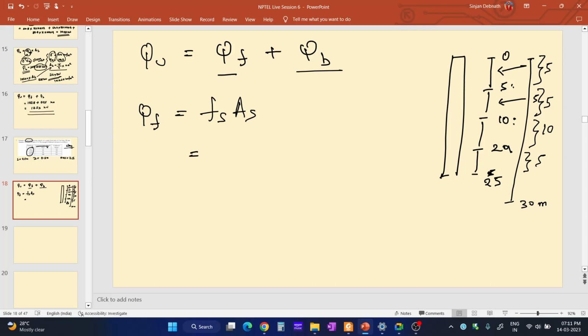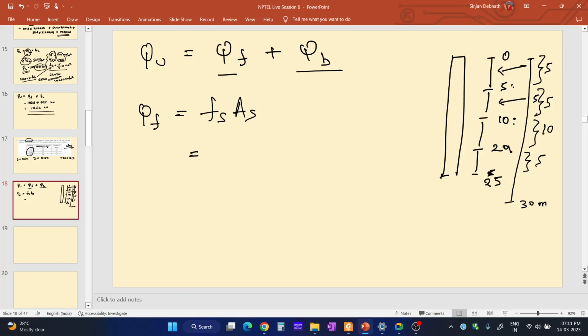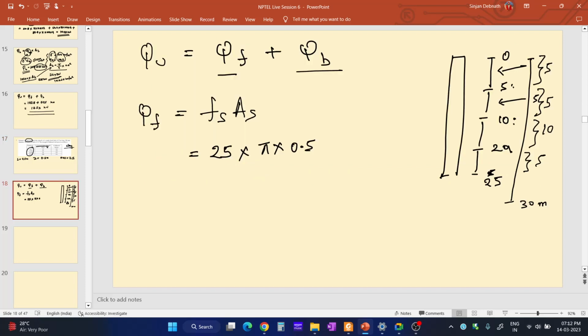So Fs of the first segment, that is Fs1. What is the value of Fs1? It is alpha into C, right? Alpha of the first segment is 1, and C is 25. So Fs is 25, alpha into C. And As of the first portion is pi into d into L. L is 5, and the diameter of the pile is 0.5 meter. So pi into d into L, where L is 5. This is As1.